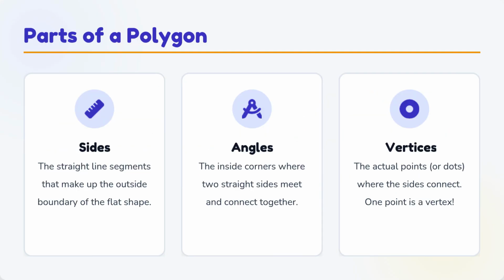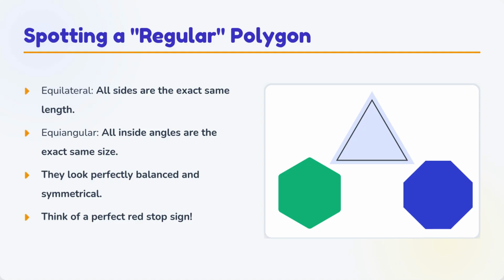To really tell them apart, we need to know our polygon anatomy. A polygon has 3 main parts you need to remember. The sides, those are the straight line segments on the outside. The angles, the inside corners where 2 straight sides meet. And the vertices, the actual points or dots where the sides connect. Keep those in mind.